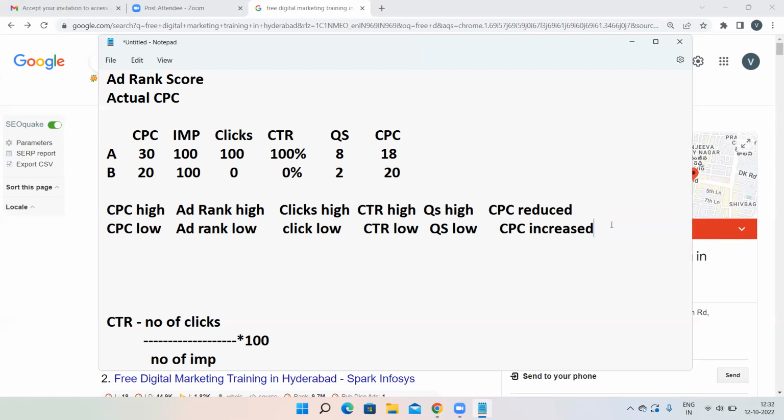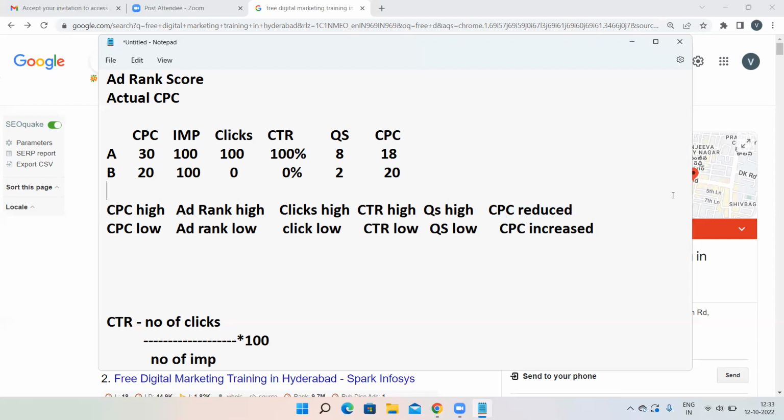CPC low? Means we need to keep our CPC high itself, ma'am? Little bit high. Don't go with 10 rupees, 20 rupees. That will not give you anything. Just increase your CPC. In the end, Google will automatically reduce the CPC. That will help you.